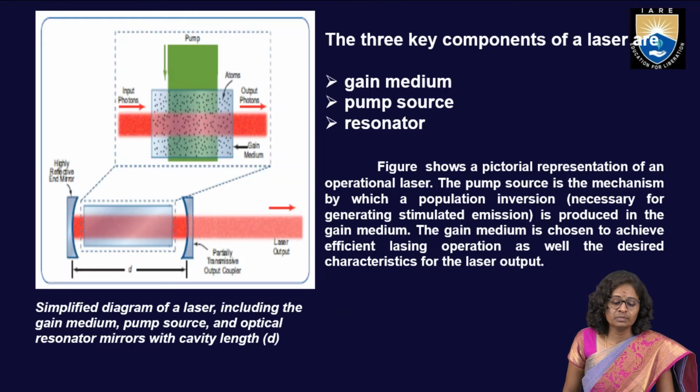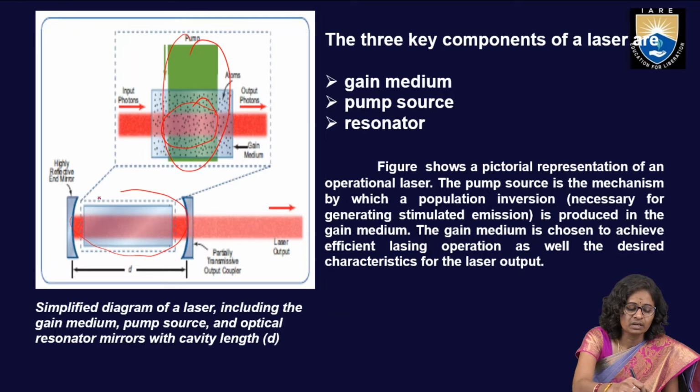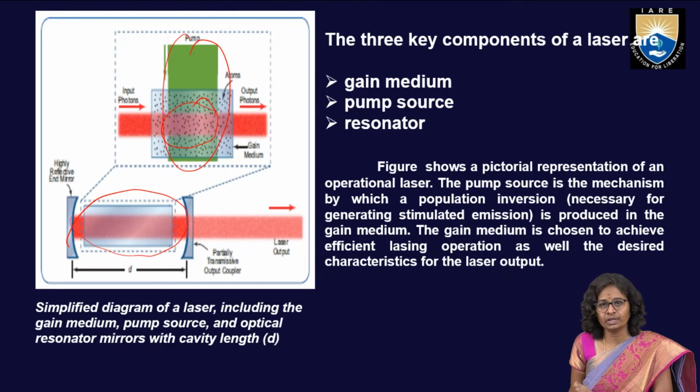All lasers have three main components. Here you can see the gain medium and the pump source. The gain and pump source are arranged between the resonator. The main components of a laser are the gain medium, the pump source, and the resonator. The pump source is the mechanism by which a population inversion is produced in the gain medium. The gain medium is chosen to achieve efficient lasing action as well as the desired characteristics for the laser output.